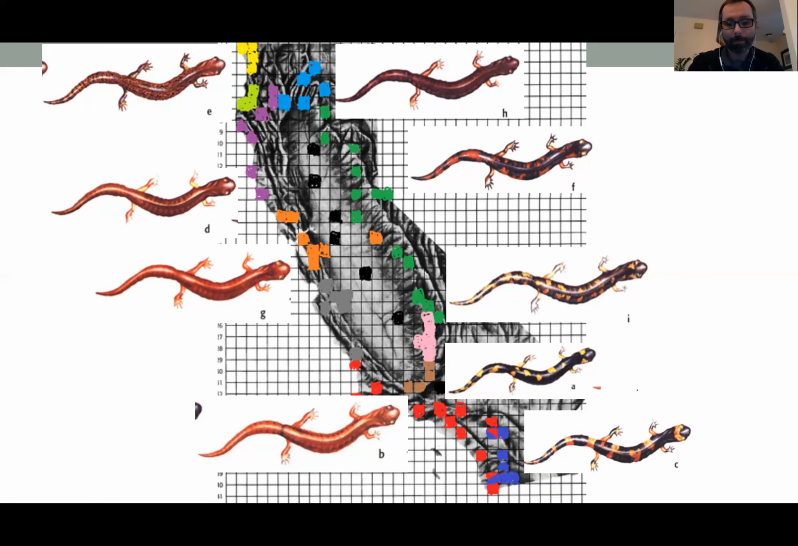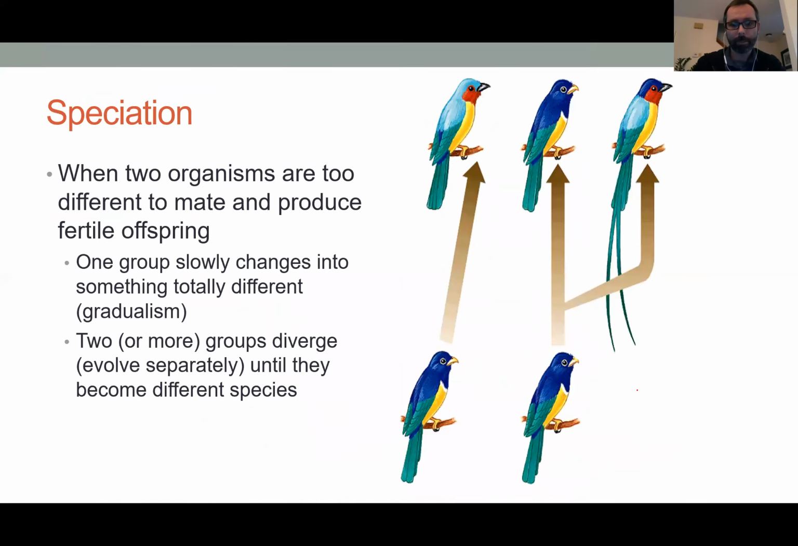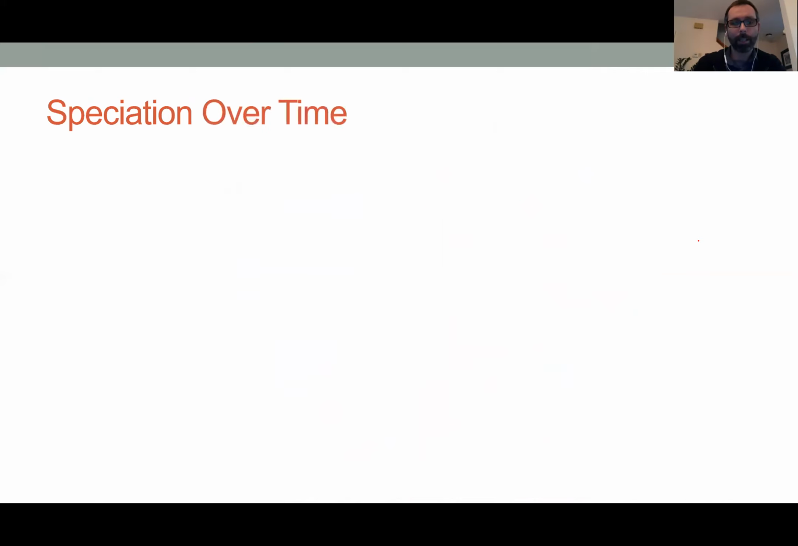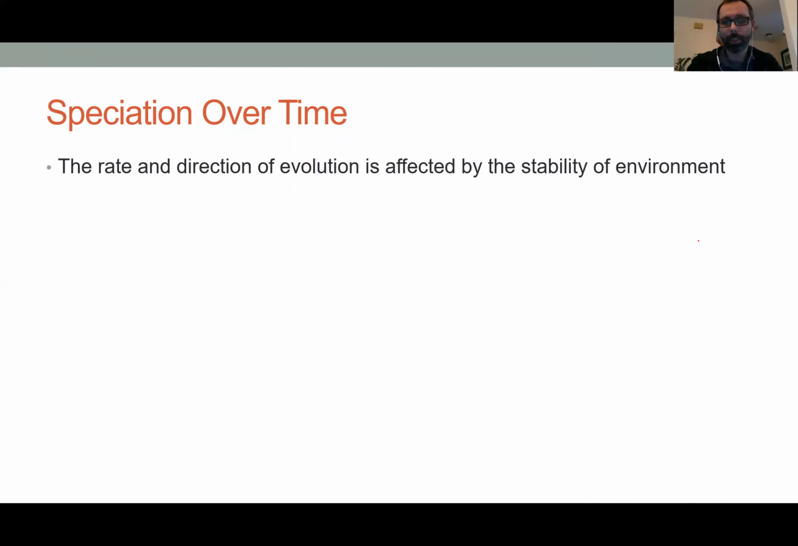And so this, again, is the more common method for speciation to happen, right? That's the basic story of all of the evolution on Earth, that you have natural selection and speciation happening all the time in various different ways. And so we can make some generalizations about these things. The biggest and most important generalization is that the rate and direction of evolution is affected by the environment.